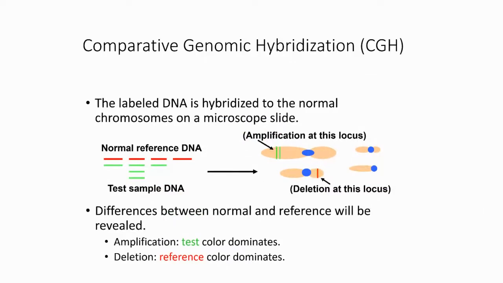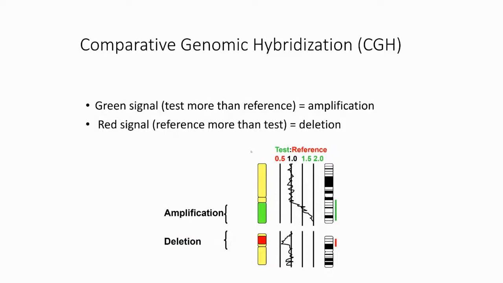So basically, you immobilize the DNA, the chromosomes, and also denature them, and then you have the labeled DNA probes hybridized with those chromosomes, and then you compare the signal. So if you have amplification of a particular DNA region, then you will see a strong signal in the test color, like green. If you see red, that's deletion. Okay, and then you can go through the whole chromosome to compare the test to the reference ratio.